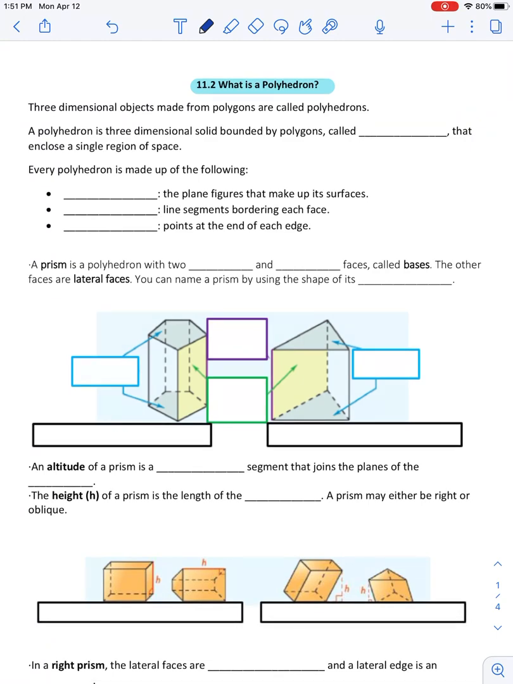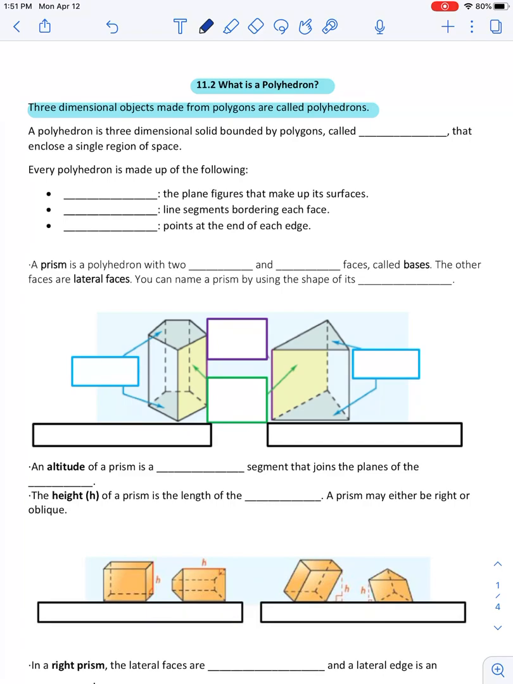11.2, what's a polyhedron? A polyhedron is a three-dimensional object made from polygons. You're going to look at all different kinds of polyhedrons. We're going to talk a lot about what are called prisms, and we'll talk about pyramids today. Let's get started.